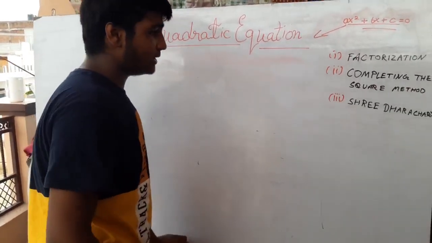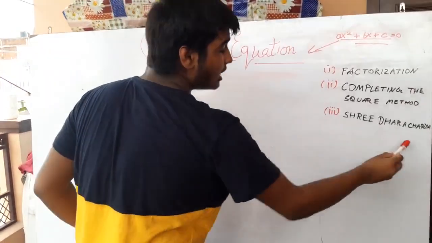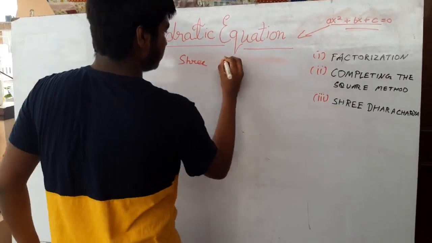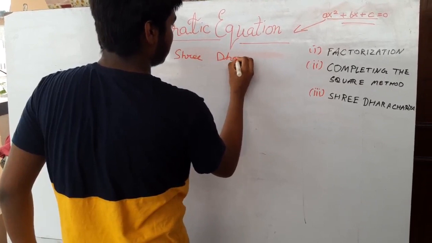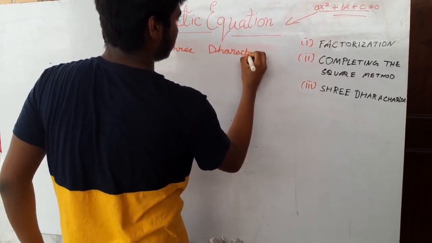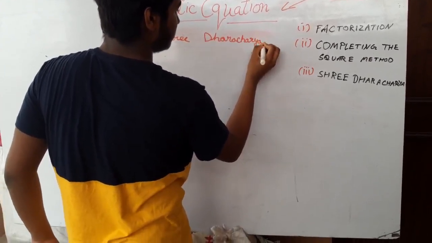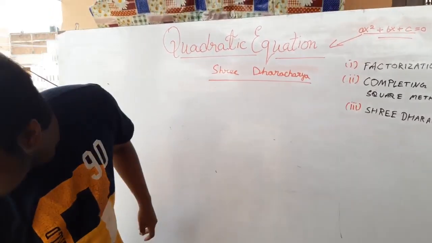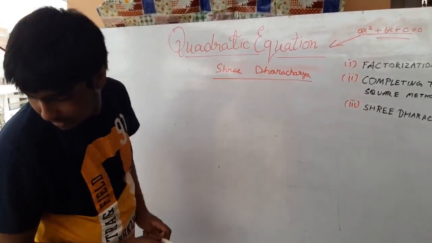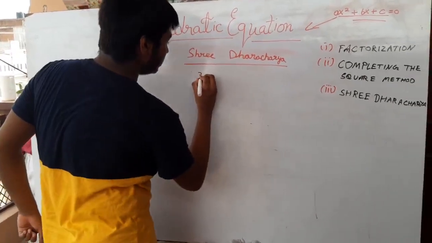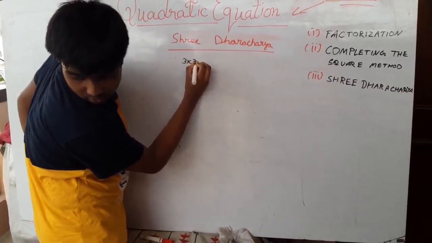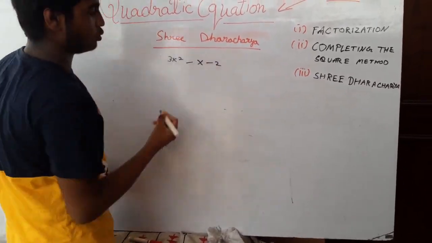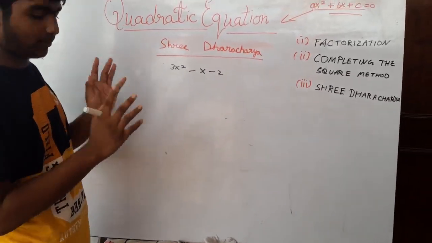Now, let me explain the third method to you, which is Shridharacharya method. Let me explain it with an example. So, we'll take the example as 3x square minus x minus 2. This is the first example.